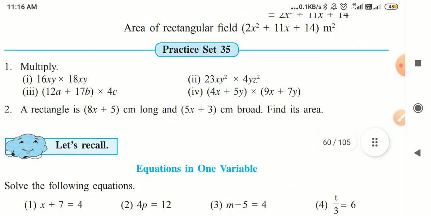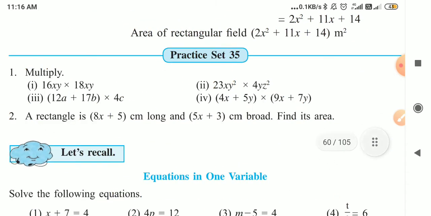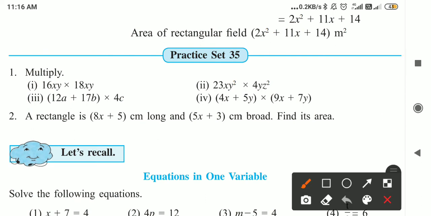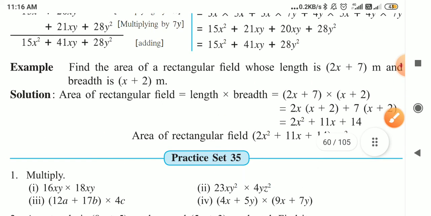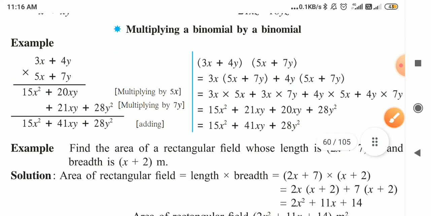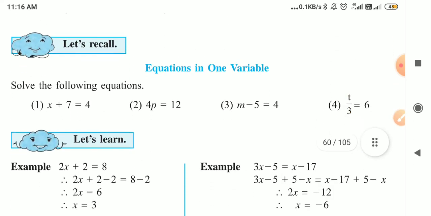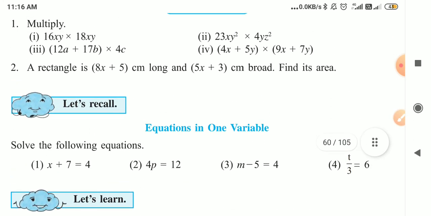So today you have to complete practice set number 35. Inside it, the first, second and third questions are there. In the first and second, the multiplication of monomial with monomial, and in the third you have to multiply binomial with monomial. So these 3 examples you have to solve, and after we teach multiplying binomial with binomial, you have to solve question number 4 and the second.